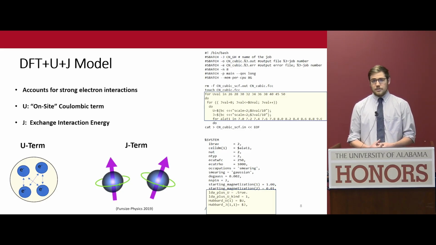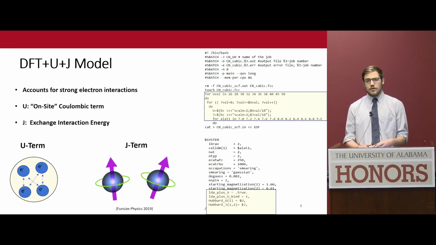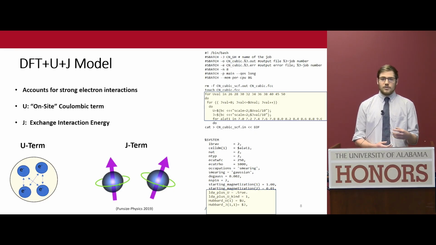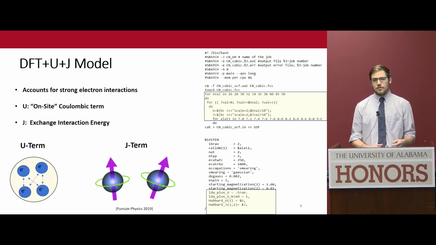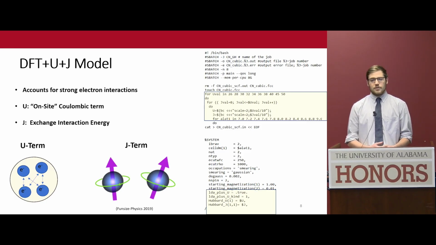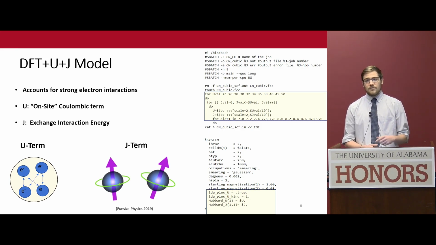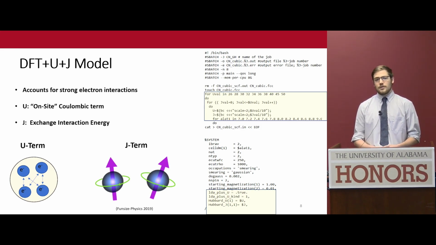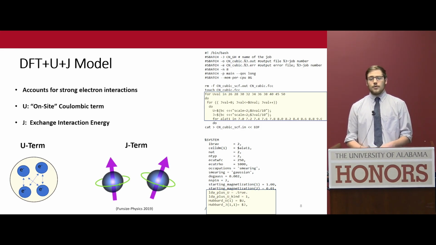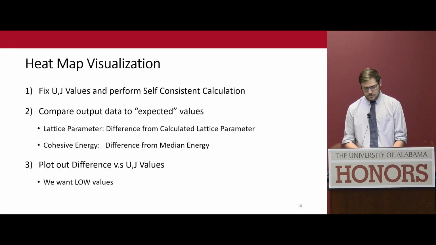The U term is an on-site Coulombic term, so it accounts for strong electrostatic interactions between electrons and particular atoms. Whereas the J term is slightly more complicated, but it's known as the exchange interaction energy. Essentially, it is an energy derived from the relative orientation of spin moments within the material. We then fix a particular U and J value and perform the self-consistent field calculation that I mentioned before and look at what trends we can see for different UJ values and what effect they have on our output data.